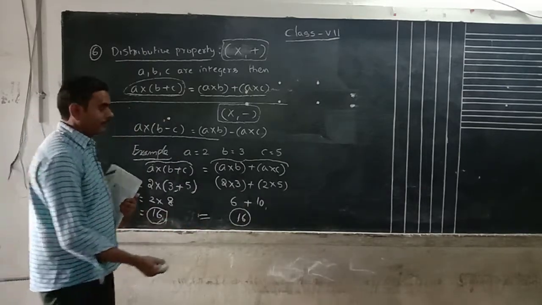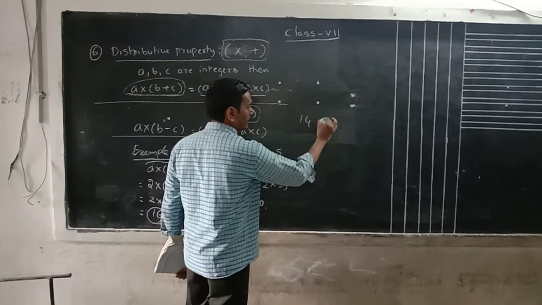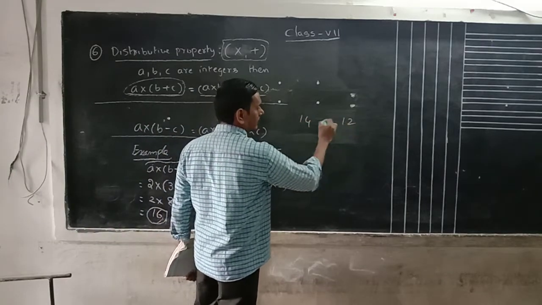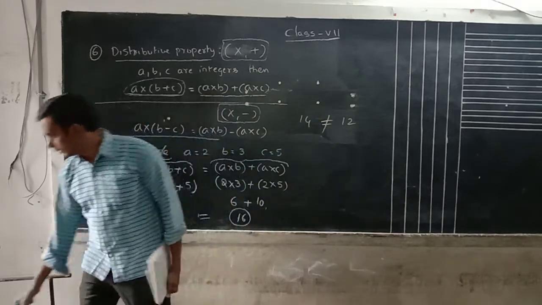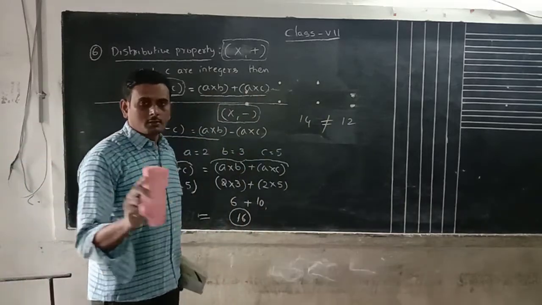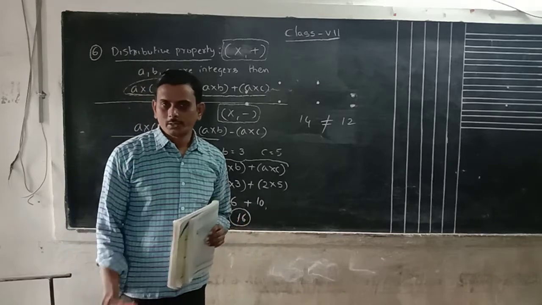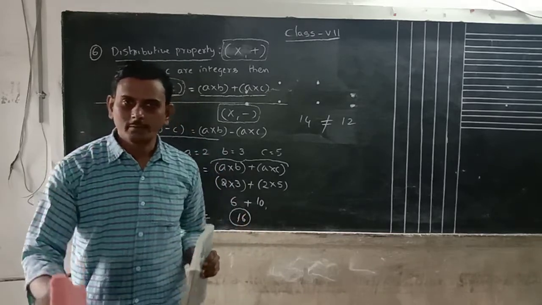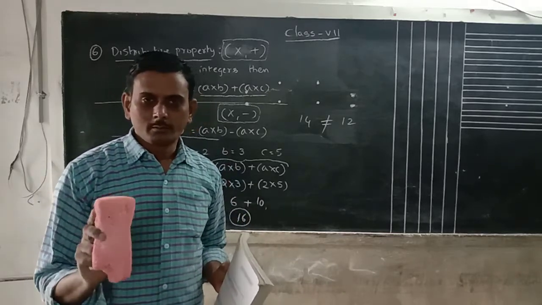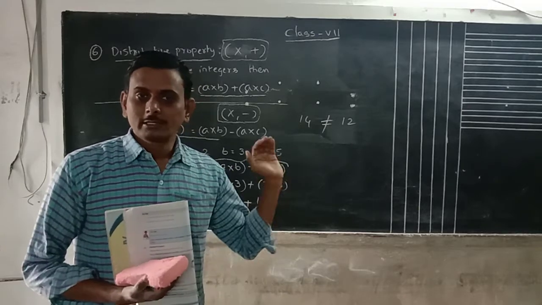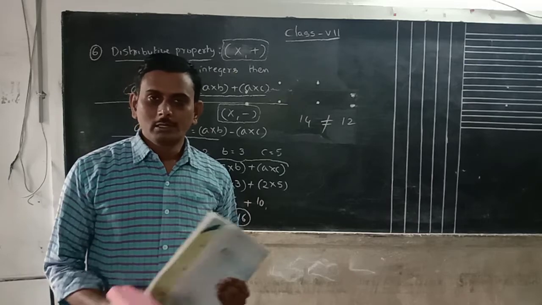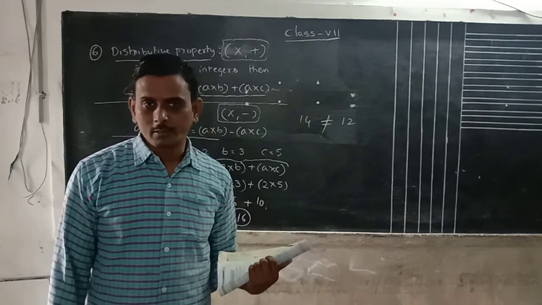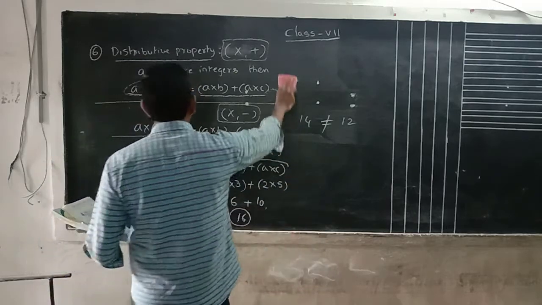If we got one result as 14 and another result as 12, then those are not equal. That is what you have to remember. Whenever the distributive property is given to you, LHS should be equal to RHS. Only then can we say that the given integers follow the distributive property.